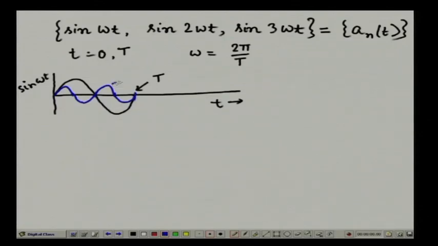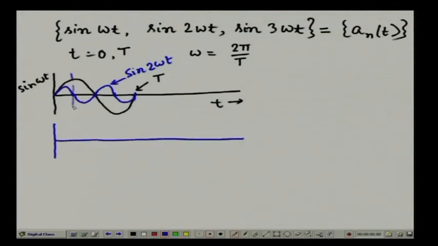So, this is sin of twice omega t. Now, if I take the product of sin(omega t) and sin(2 omega t) in the interval 0 to capital T, the product will appear something like this.